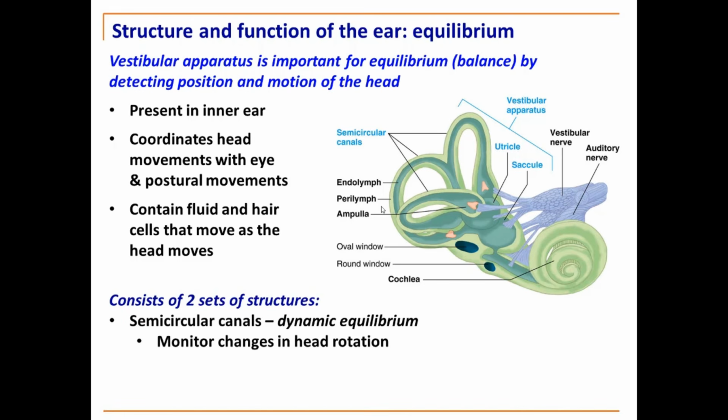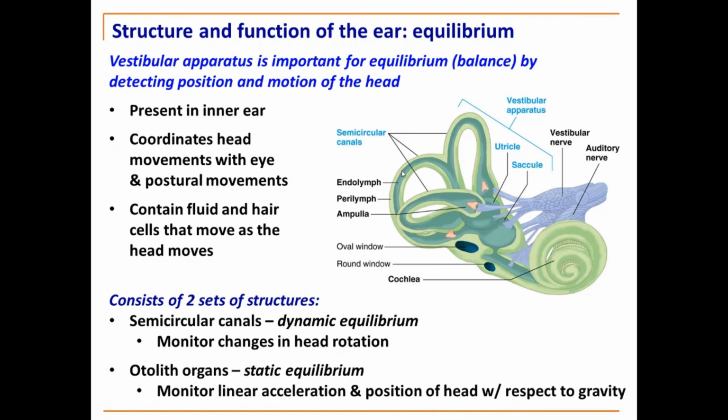So it's got the semicircular canals, and that's about dynamic equilibrium. And these are all at right angles to each other. So you've got the three different right angles, and they monitor changes in head rotation. So that might be spinning on the spot, or doing a cartwheel, or a tumble turn, for example, is the kind of thinking if you're thinking about the types of motions.